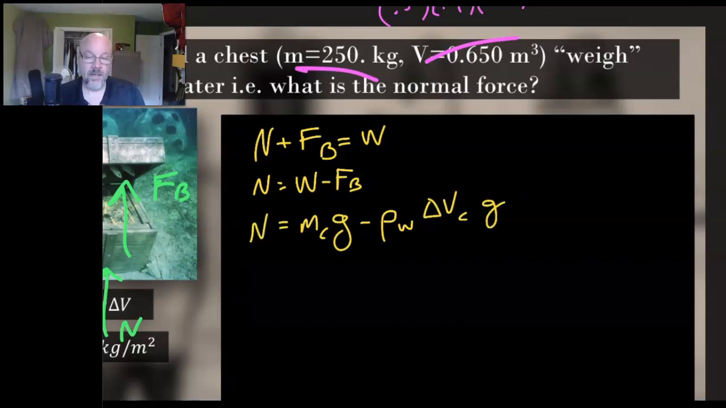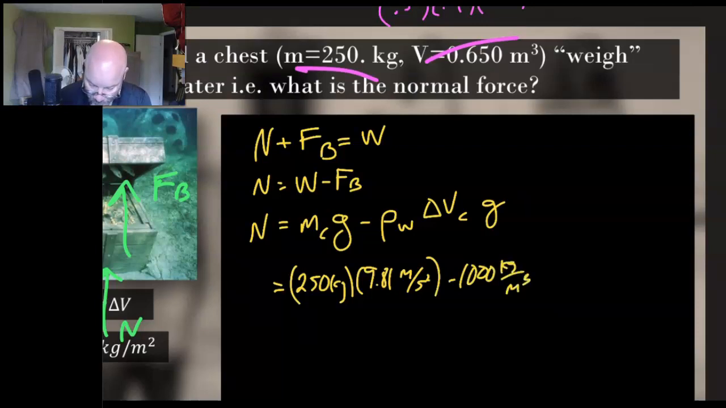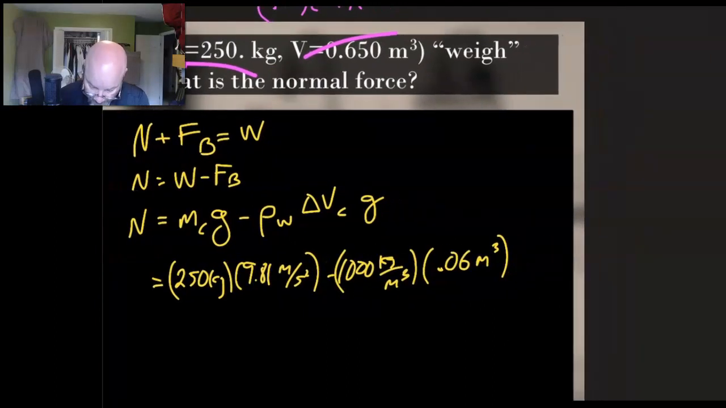Now let's get some numbers in there. The mass of the chest is 250 kilograms, times 9.81 meters per second squared, minus 1,000 kilograms per meter cubed times the volume of the chest, which we settled on as 0.06 meters cubed, and then g, which is 9.81 meters per second squared.